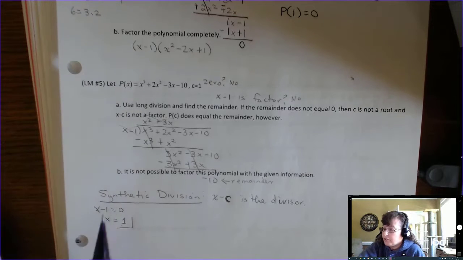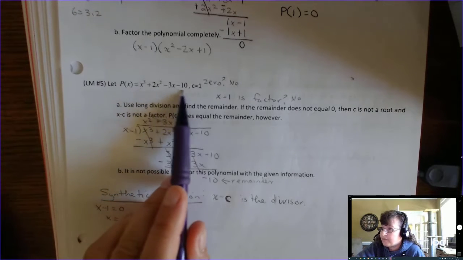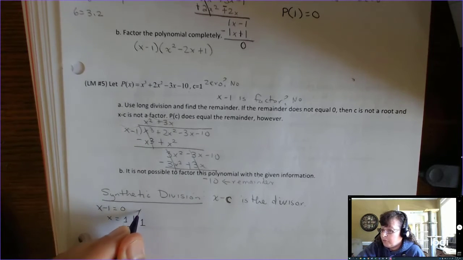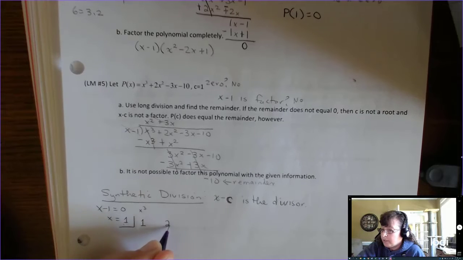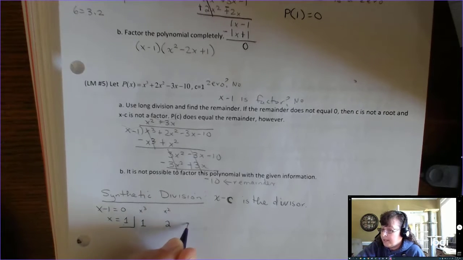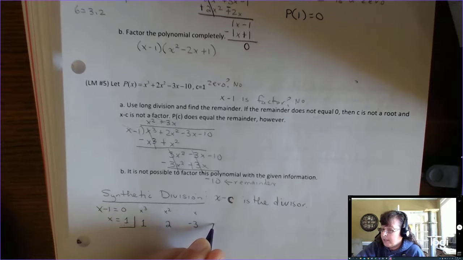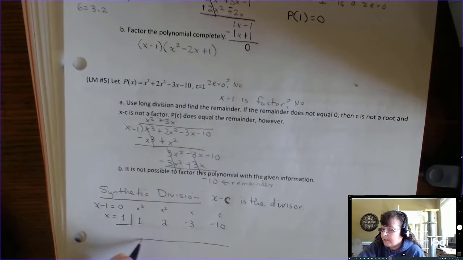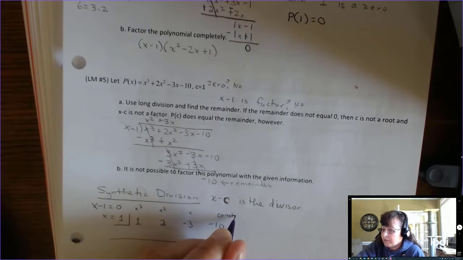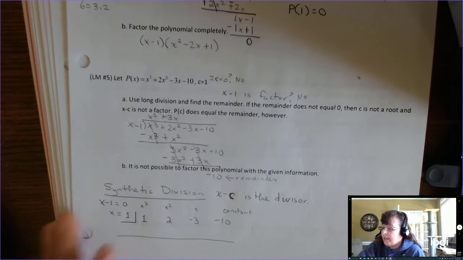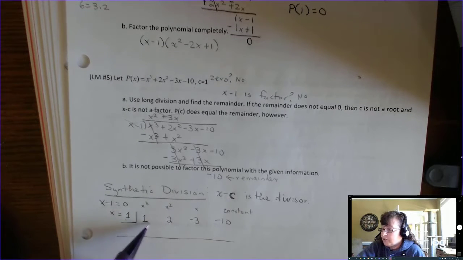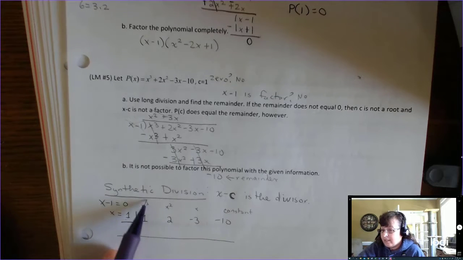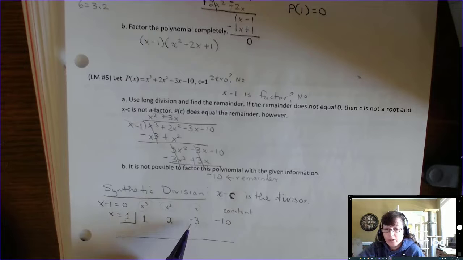All right, then what you're going to do is put the coefficients of this dividend right here. So that's going to be 1, that's the x cubed term, and then 2, that's the x squared term, and then negative 3, that's the x term, and then negative 10, that's the constant term. I'll say constant since we're already using c. Okay, and you have to make sure that this is in descending order. If it's not in descending order, you'll make a mistake. And if any of these terms are missing, you have to put a 0 in there.